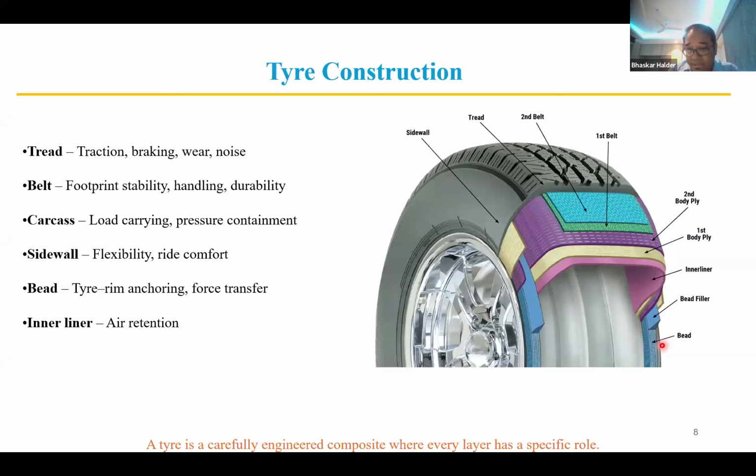This is the bead. The bead is made of steel, and it is actually anchoring the tire to the rim. This is called the sidewall. It actually gives us the cushioning effect. So broadly, this is the tire construction that I have discussed, a radial tire construction. It is the latest technology that I am discussing right now.